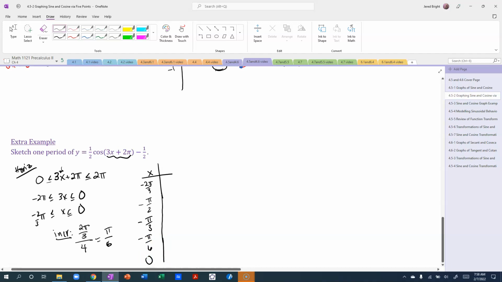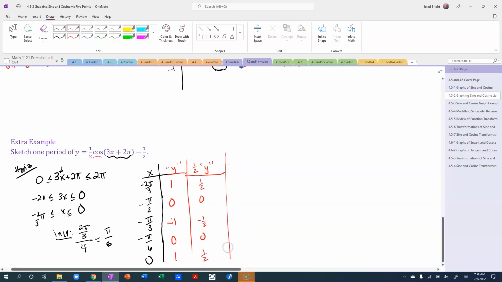So I have the horizontal positioning. Now vertical positioning, where I start with that y value. For cosine, the general pattern is maximum, center, minimum, center, maximum. Then I need to multiply that by 1/2 for that a value. So 1/2, 0, -1/2, 0, 1/2.